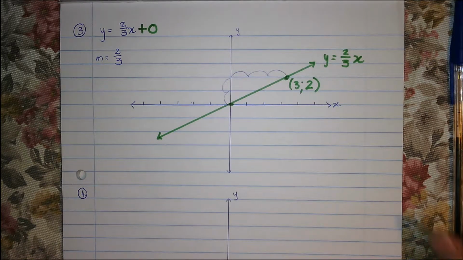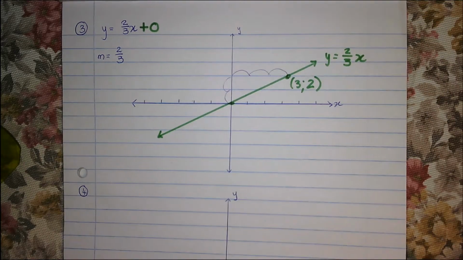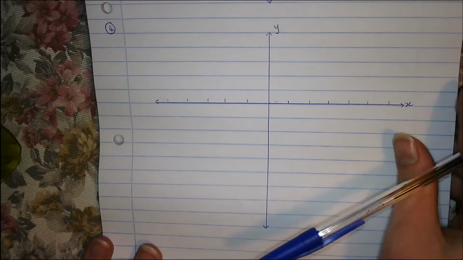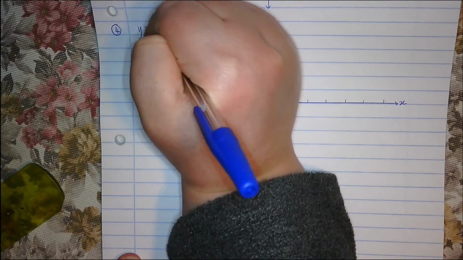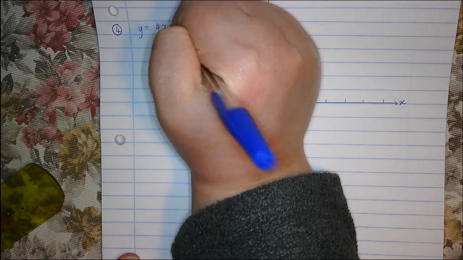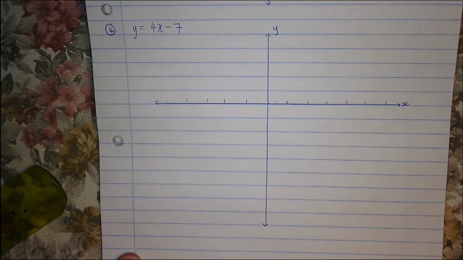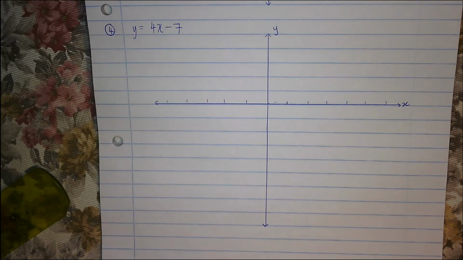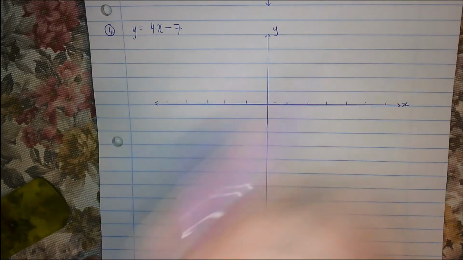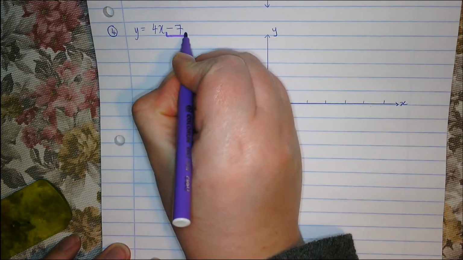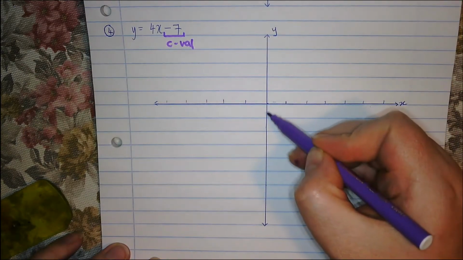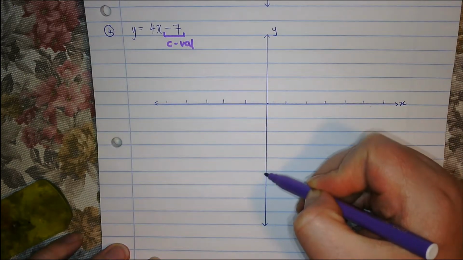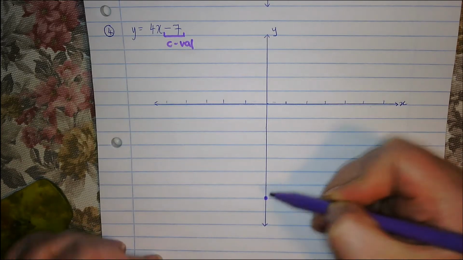And then I did say that I want to show you an example of when the line doesn't have a y-intercept at 0. So the c value is not 0. Remember, my first step didn't say start at 0. It said start at the c value. This is my c value. So I'm going to start at negative 7. 1, 2, 3, 4, 5, 6, 7. And I'm going to connect the dot there.